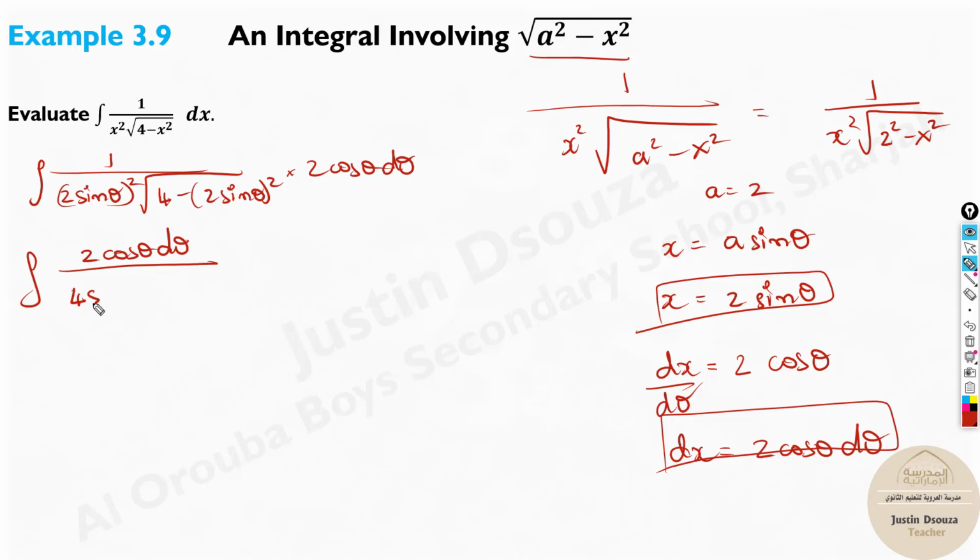2 square is 4 and we will have sine square theta. And what about this? Here we will have 4 minus, again it will be 4 sine square theta. Now what happened to this 2? I squared it. 2 square is 4, sine square is theta. Now we don't take the whole square because this is not plus or minus, it is just 2 multiplied by sine theta. So when it's ab the whole square, that is a square b square.